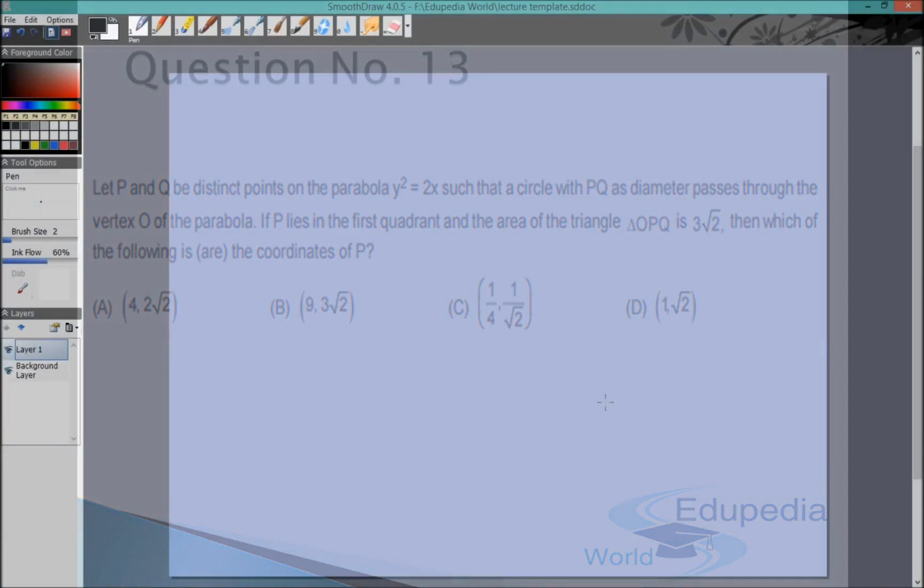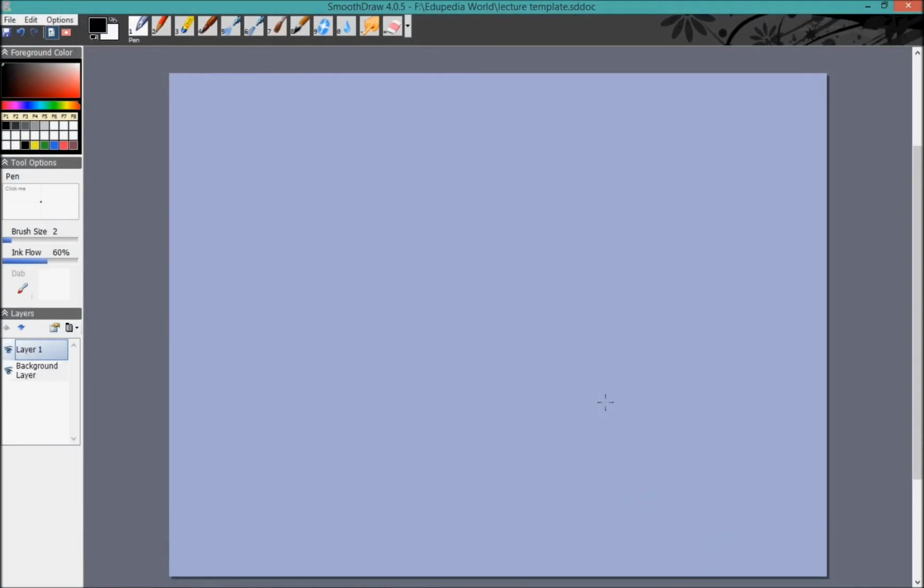We are given P and Q are two distinct points on the parabola y square is equal to 2x, and a circle with PQ as diameter passes through the vertex O. We are given that the area of the triangle is 3 root 2. Then which of the following could be possible coordinates? So a circle which has (x1, y1) and (x2, y2) as diameter is given by (x minus x1) times (x minus x2) plus (y minus y1) times (y minus y2) is equal to 0.